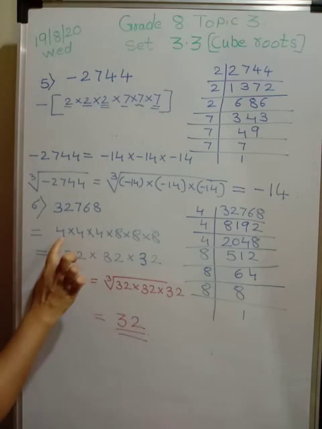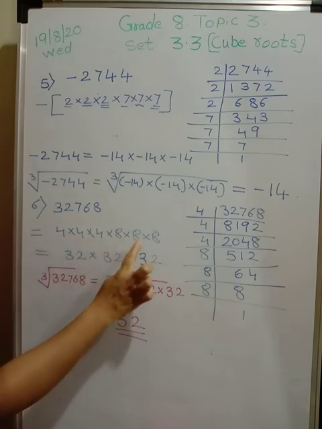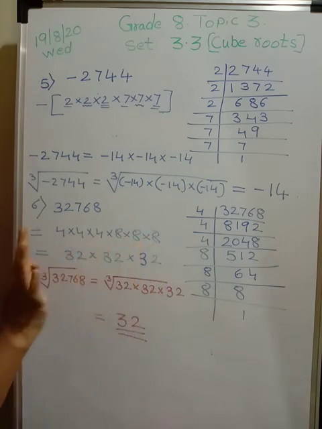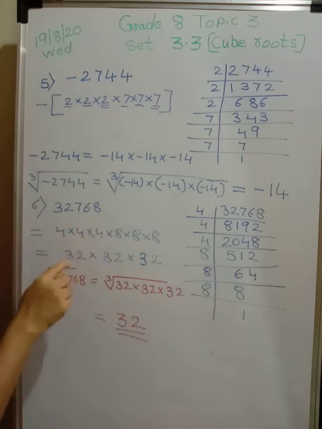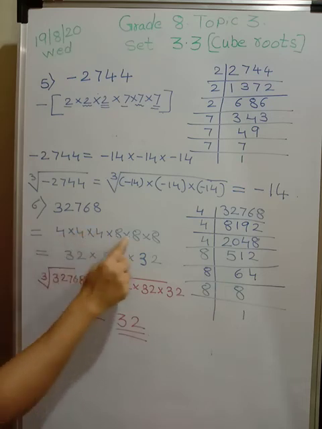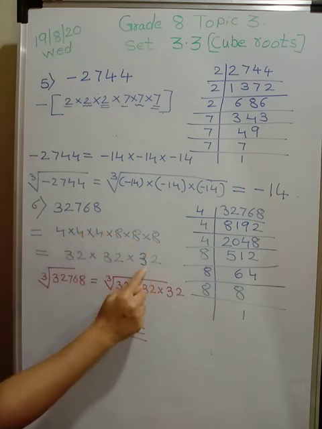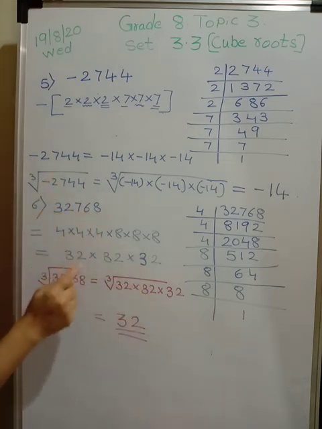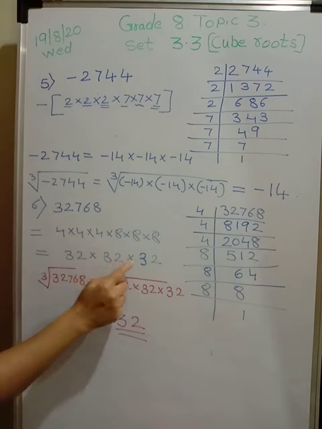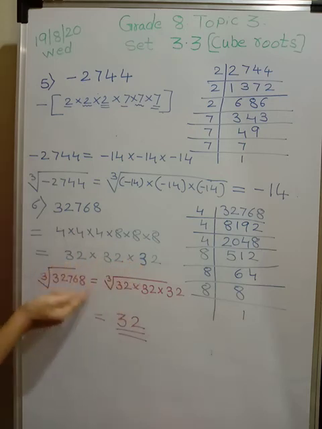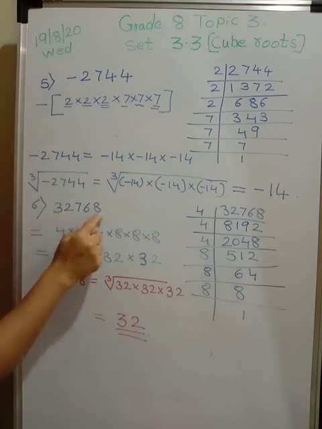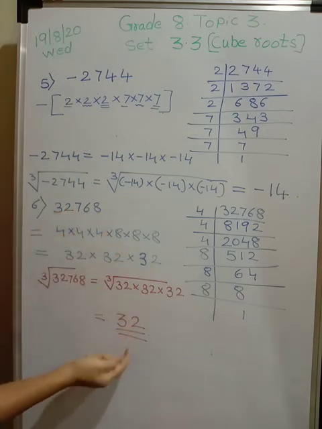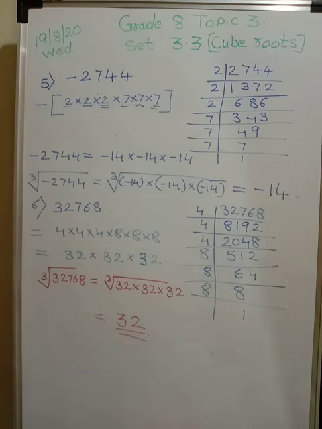So immediately what I did, 4 into 4 into 4, 8 into 8 into 8. Which number is multiplied 3 times? Combine this. You have 4 8s are 32, 4 8s are 32 and 4 8s are 32. That means 32,768 is 32 into 32 into 32. Same number multiplied 3 times. That means cube root of this number is 32. Okay. So that is how it is. I hope you have understood.